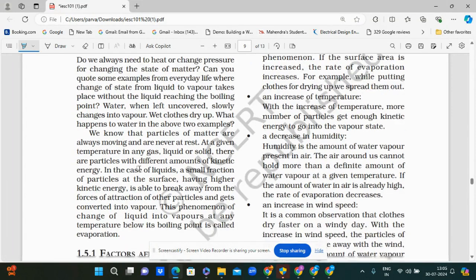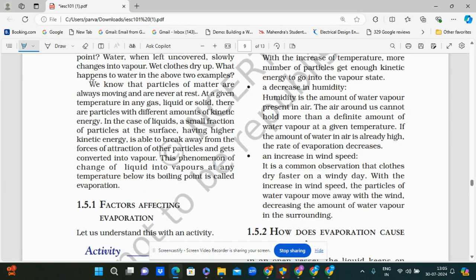So we know that particles of matter are always moving and are never at rest. At a given temperature in any gas, liquid or solid, there are particles with different amounts of kinetic energy. In the case of liquids, a small fraction of particles at the surface, that means on the layer at the surface. For example, if this is my beaker, I have water here on this surface, this area. So on the surface, what happens here? There are particles with different amounts of kinetic energy.